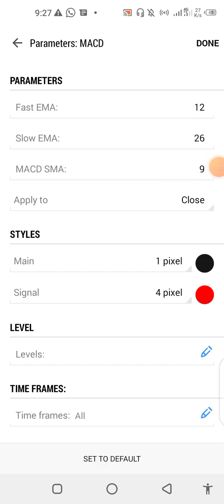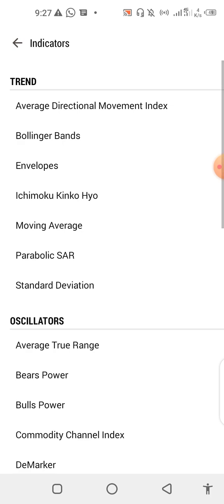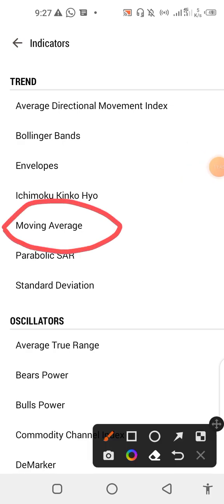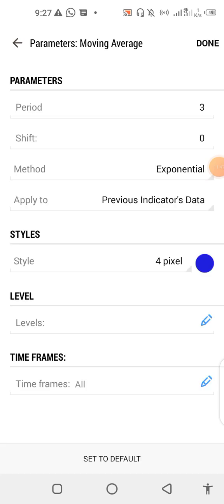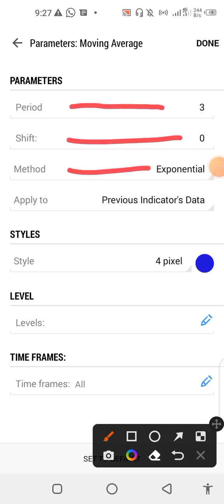Click on this done. Now click on the same F plus at the window 1 again, and this time around select moving average, right? Select moving average. Here too, set your period to 3, shift to 0, method exponential, and apply to previous indicators data. We want to put it on the one we already did, right?